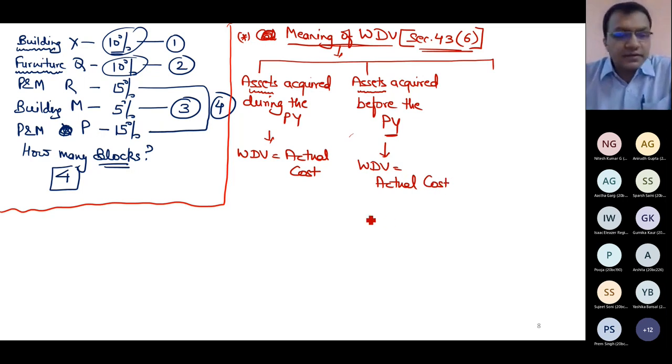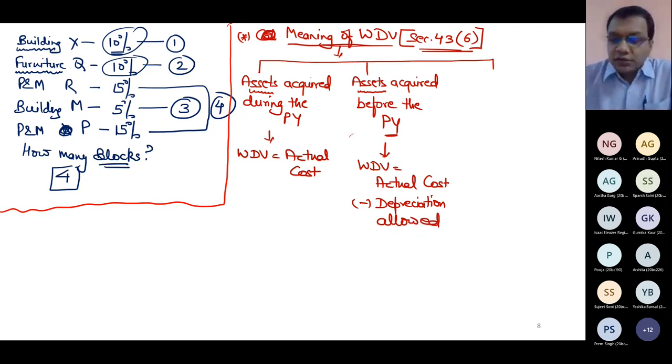minus depreciation allowed to him earlier. Depreciation allowed on that asset. So WDV depends. So for which asset you are computing the WDV? The question which you should ask from yourself is, am I computing the WDV for the asset which I have acquired during 2021? If yes, then actual cost is WDV. If this asset is not acquired during the year, it was acquired last year, then WDV is actual cost last year minus depreciation already which has been allowed on this asset.